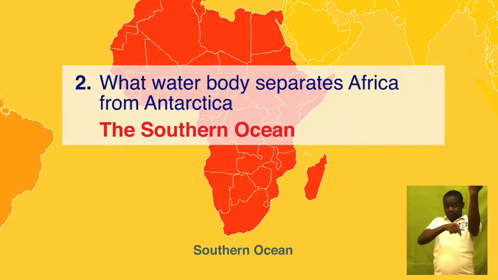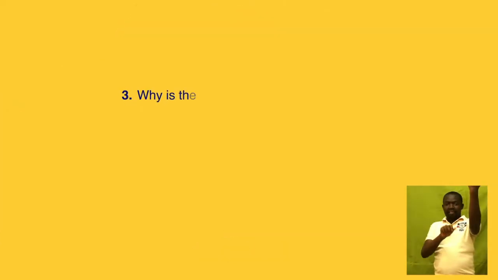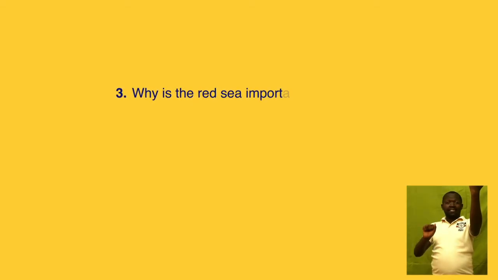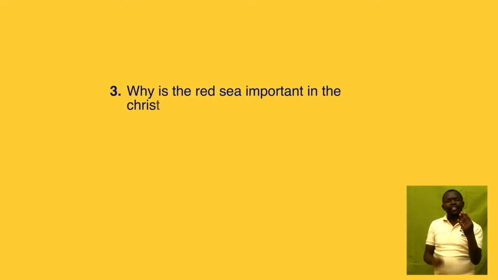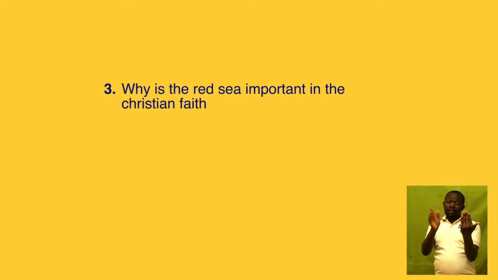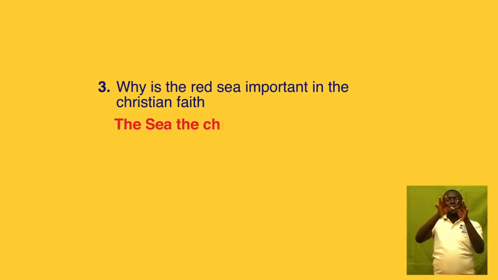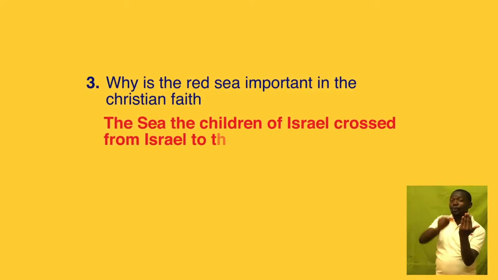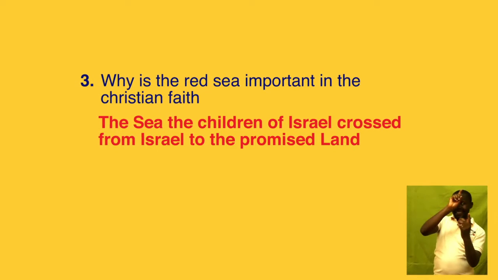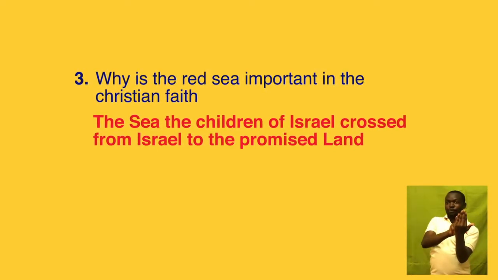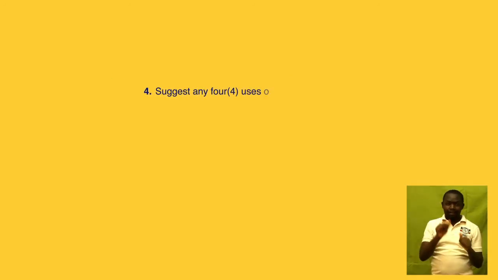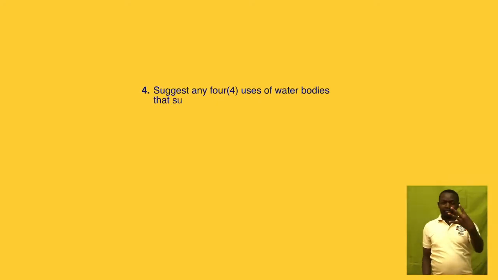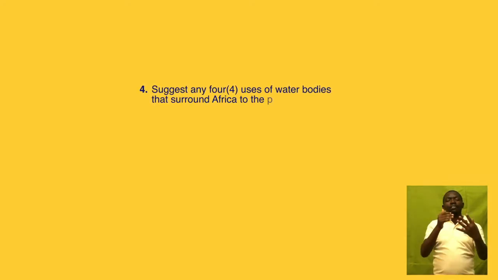The third question asked us to suggest the reason why the Red Sea is important in the Christian faith. We say that this is the sea that the children of Israel crossed from Egypt to the promised land. So that's why it's remembered. And the last question asked us to find or to suggest 4 reasons why water bodies that surround Africa are important.